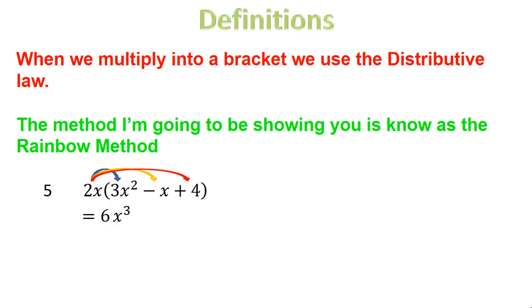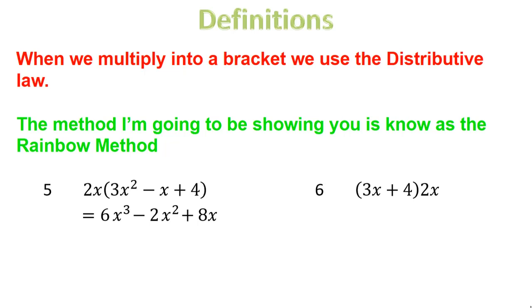Now we move on to the yellow part, 2x times negative x. A negative and a positive give me a negative 2 and then x squared. I look at my last term, or my red part of the rainbow, 2x times plus 4. Well, a positive and a positive gives me a positive, 2 times 4 gives me 8, and then x. Very, very simple. You just draw your rainbow and multiply the two ends of it to get each term. Let's look at one last example.